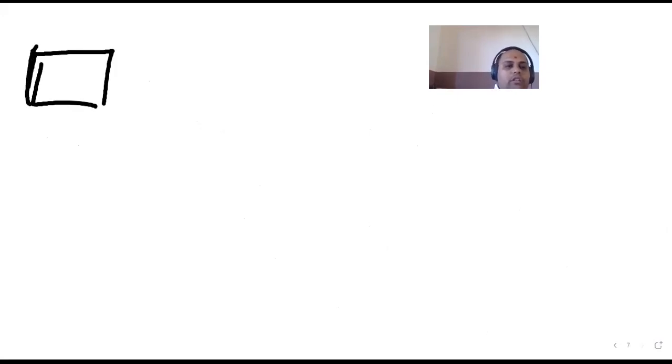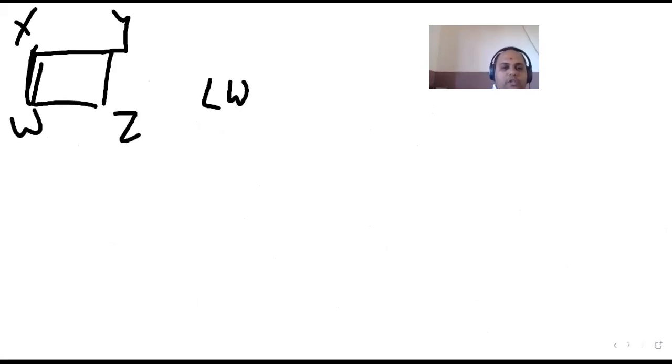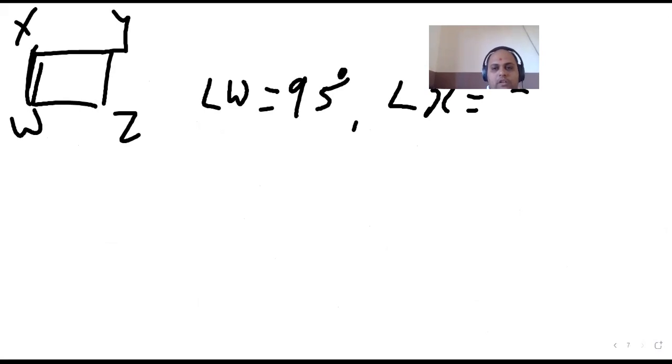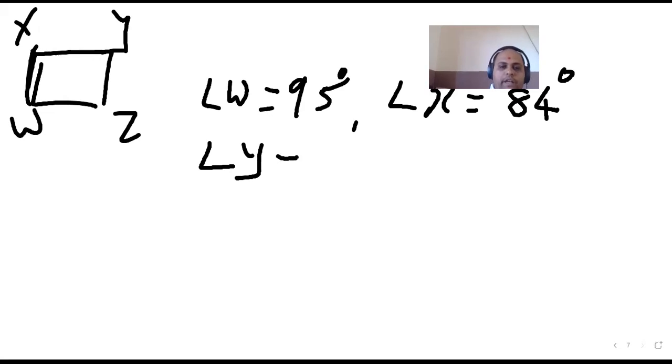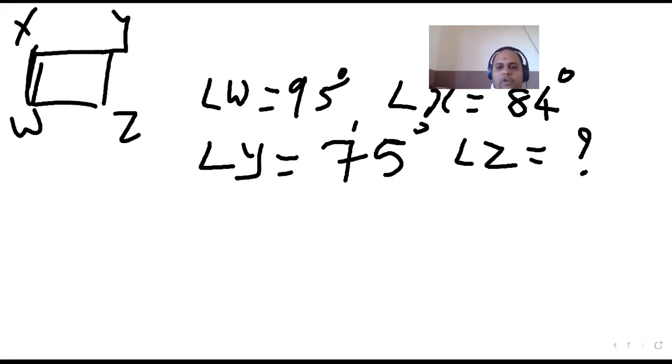In quadrilateral XYZW, angle W is equal to 95, angle X is equal to 84, angle Y is equal to 75, angle Z is equal to question mark. We have to find angle Z. Come on, find out.